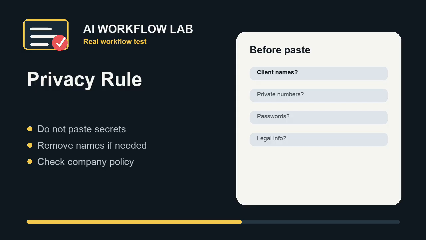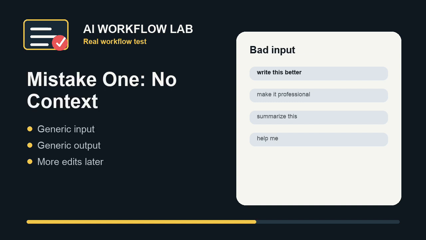Mistake 1 is giving no context. Prompts like "write this better," "make it professional," "summarize this," or "help me" are not wrong, but they are weak. They force the model to guess what you mean. Add the background and the goal.